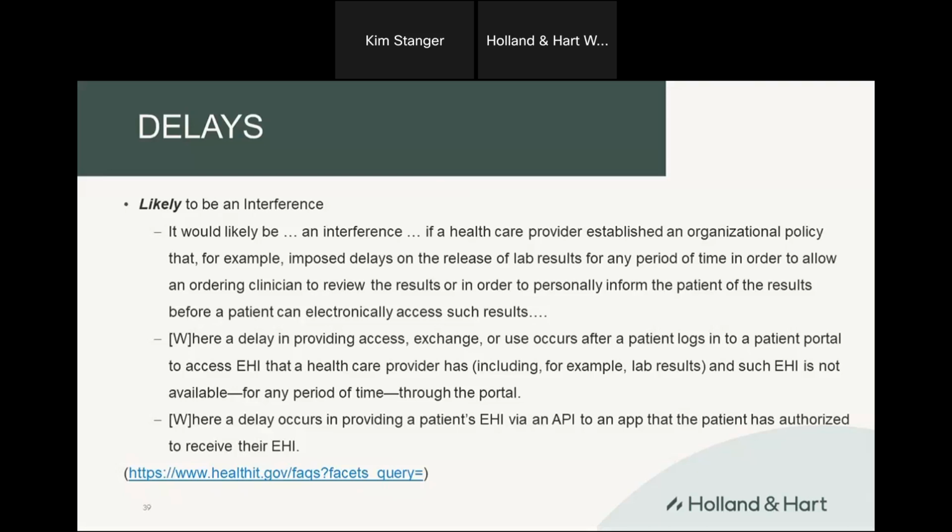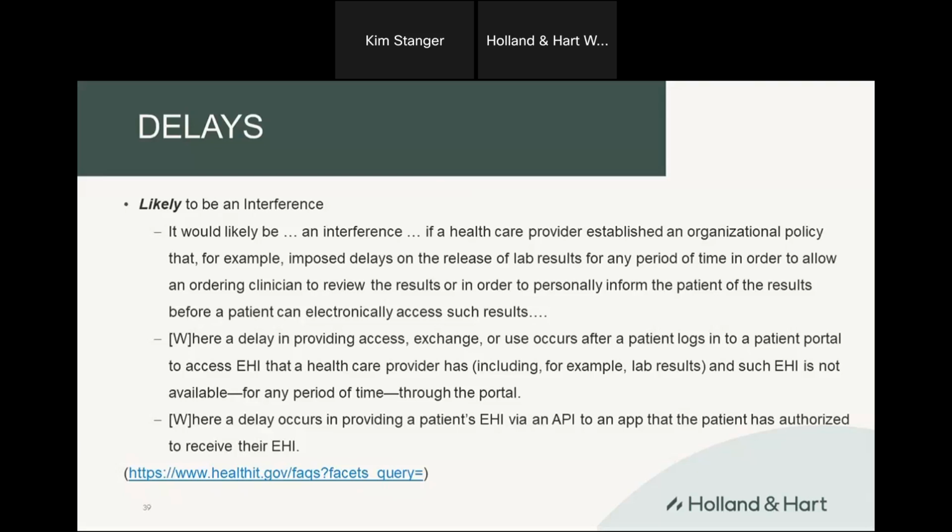Where a delay in providing access, exchange, or use occurs after a patient logs into a patient portal to access EHI that a healthcare provider has, including, for example, lab results, and such EHI is not available for any period of time through the portal, then that could be an interference. So again, it doesn't affirmatively require you to put this stuff on the portal, but if it is in there on the portal, then the patient should be able to access it immediately.